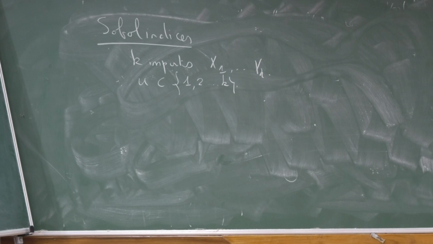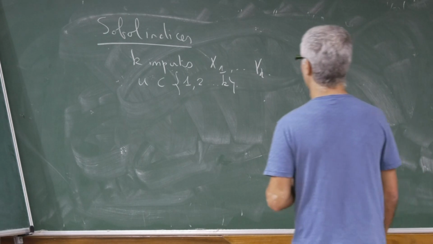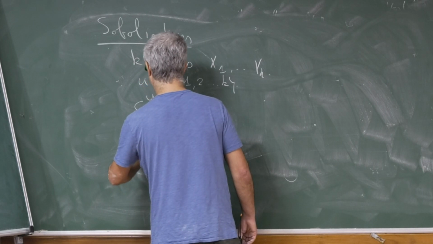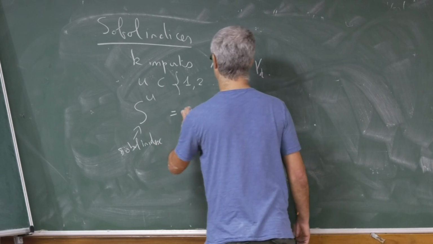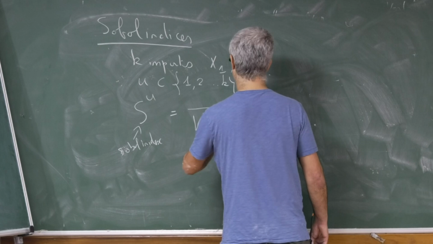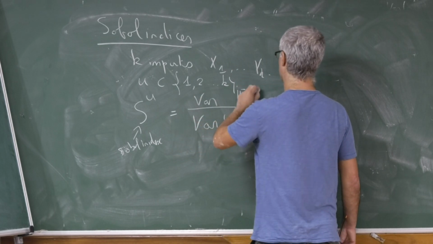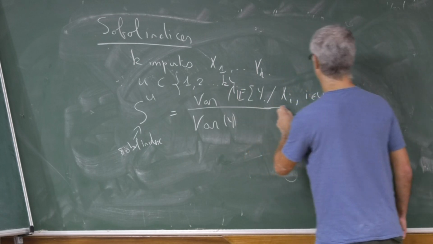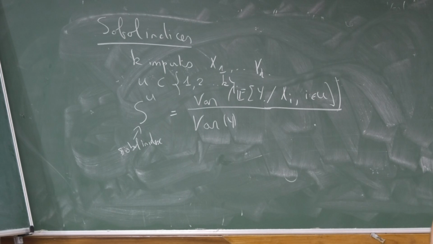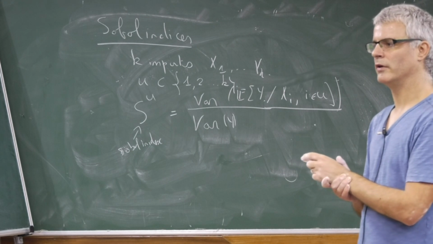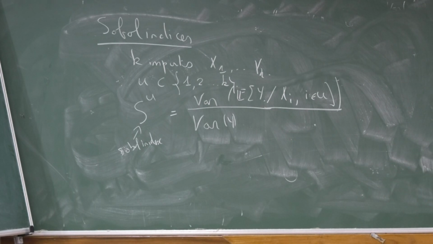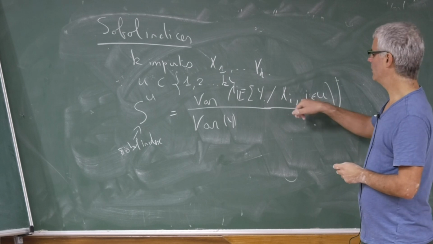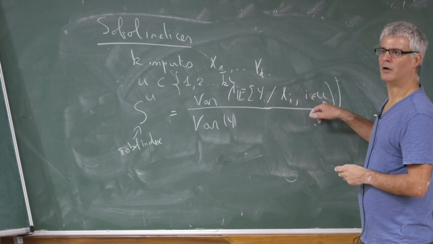So if I take U, a subset of 1 to k, what I call the Sobol index for the subset U is just the ratio between, so you take the expected value of y, knowing the variables x_i for the indices you are interested in.